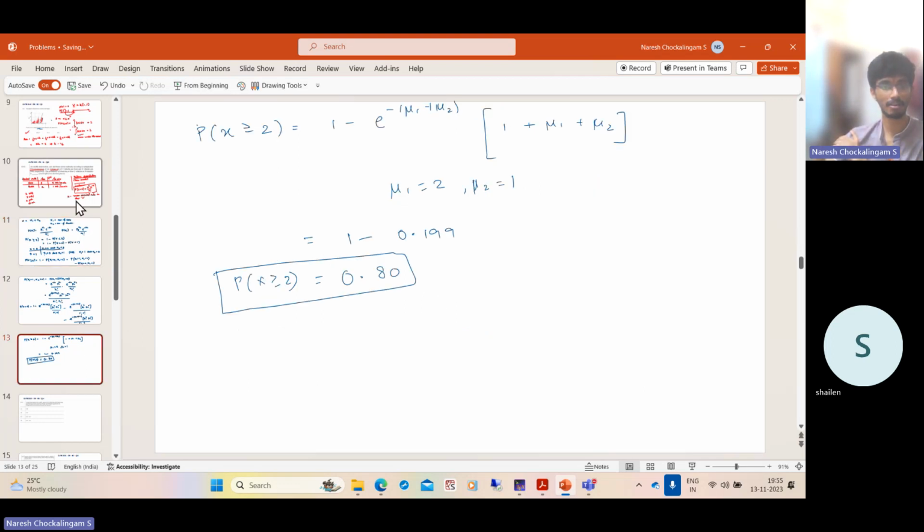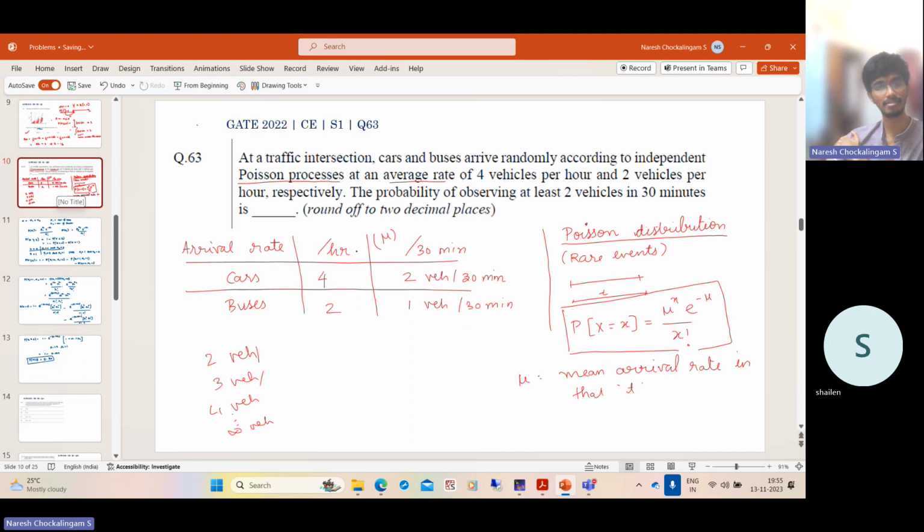An important step, or a common mistake you should avoid: note that these rates are given per hour. You should always recompute the average arrival rate or occurrence rate for the time interval that they have asked. If it is 30 minutes, you need to divide by 2. If they have asked for 2 hours, you need to multiply by 2. That should be taken care of.